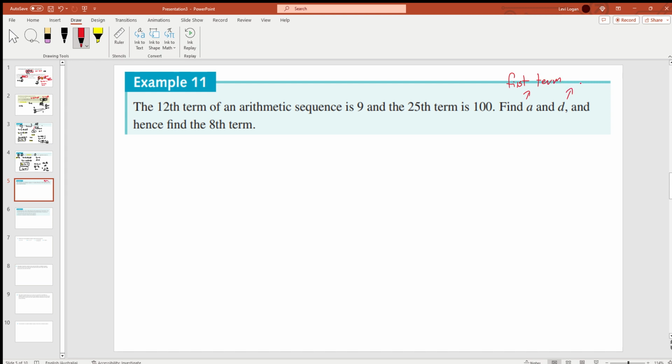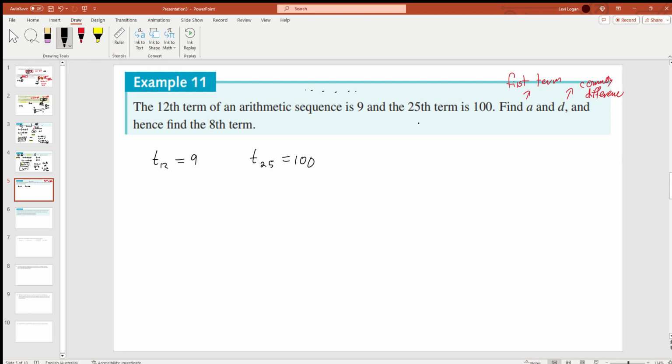And d is your common difference. So what have we been given? We haven't been given a pattern like before. We've been given two terms of our sequence. The 12th term, t of 12, is 9, and the 25th term, t of 25, is 100. So this is where you couldn't really be counting between the two.